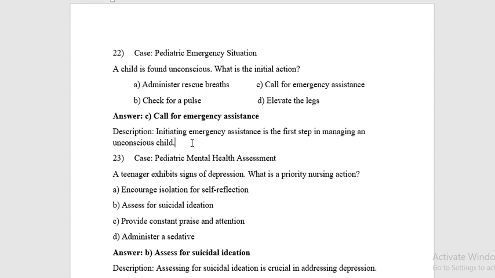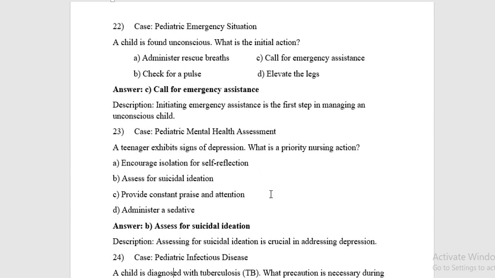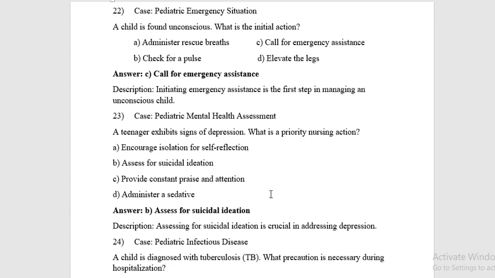Question 23. Pediatric mental health assessments. A teenager exhibits signs of depression. What is the priority nursing action? A. Encourage isolation for self-reflection. B. Assess for suicidal ideation. C. Provide constant praise and attention. D. Administer sedatives.